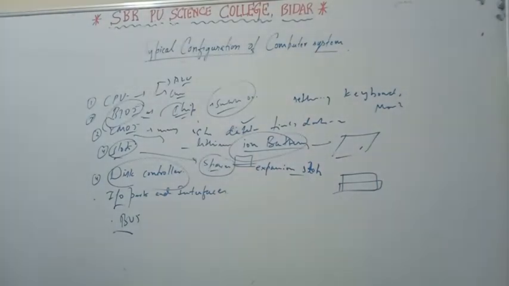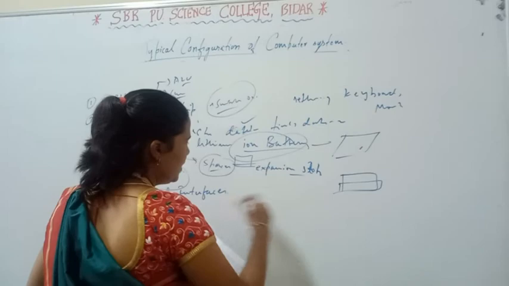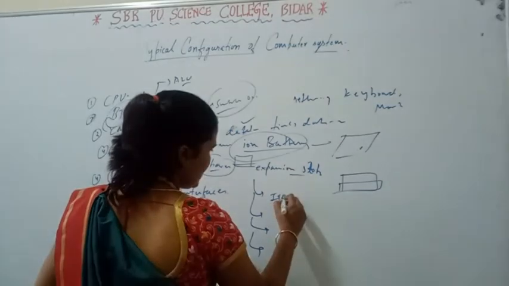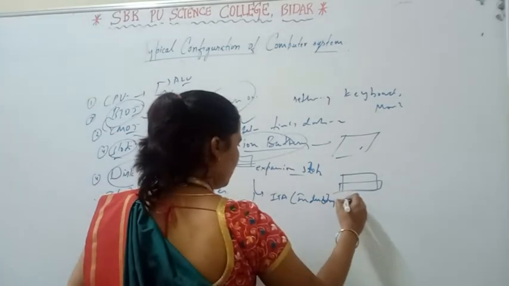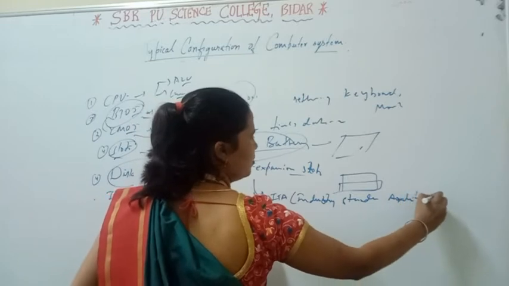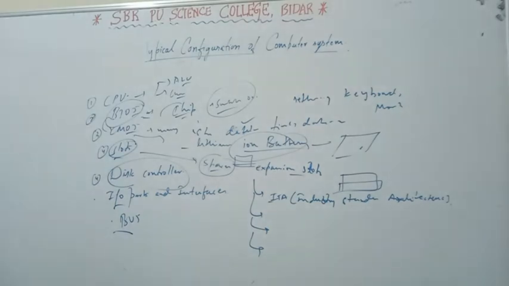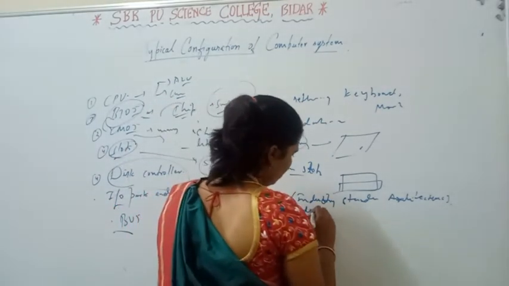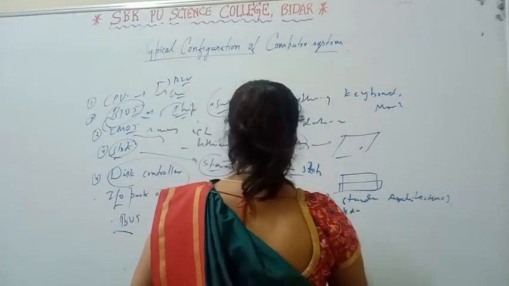Now there are various types of slots present. We already discussed them in the class, but I'll say them again shortly. The first one is ISA, Industry Standard Architecture. This ISA slot is used to connect the modem. Connection of the modem and input devices is done by this ISA slot.